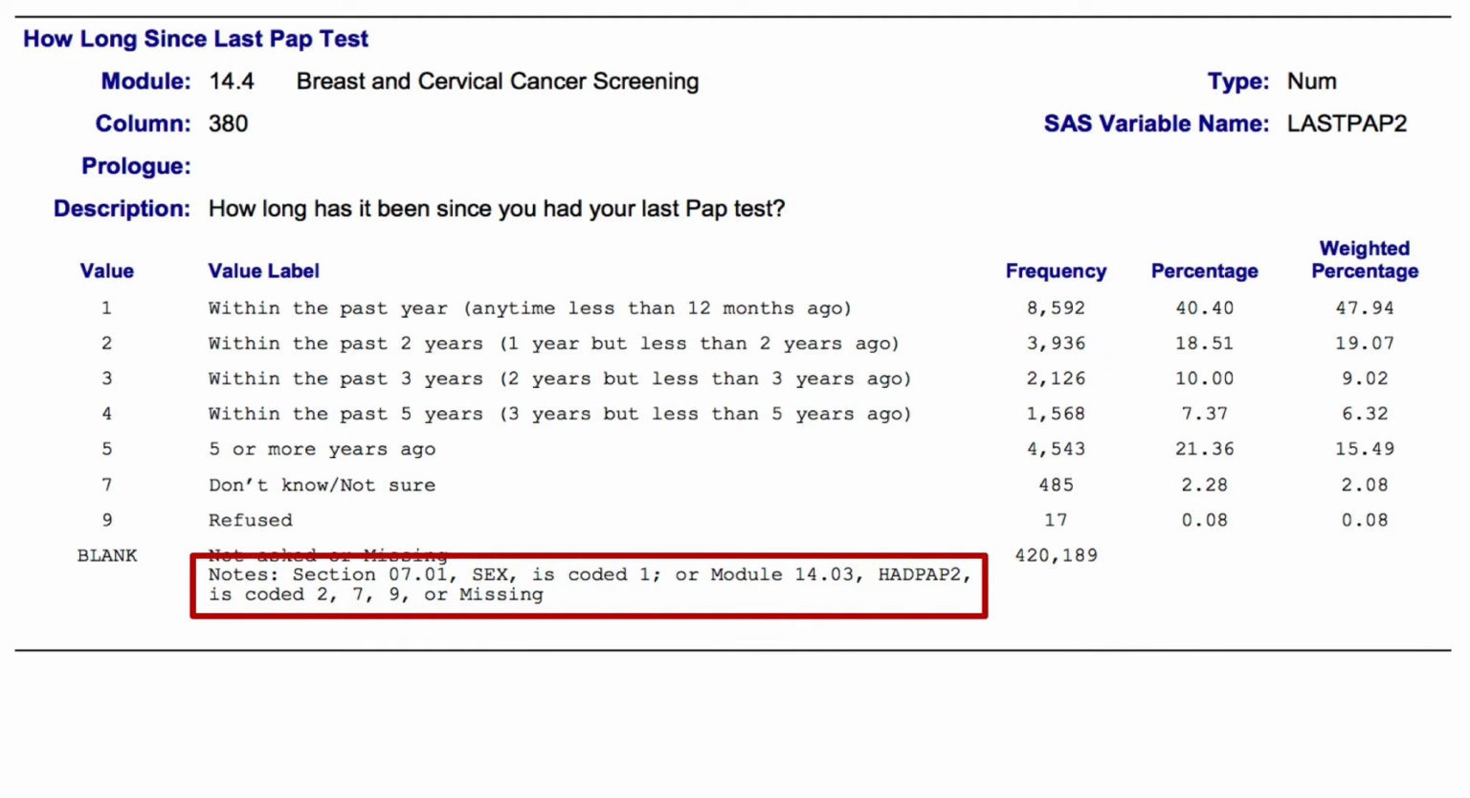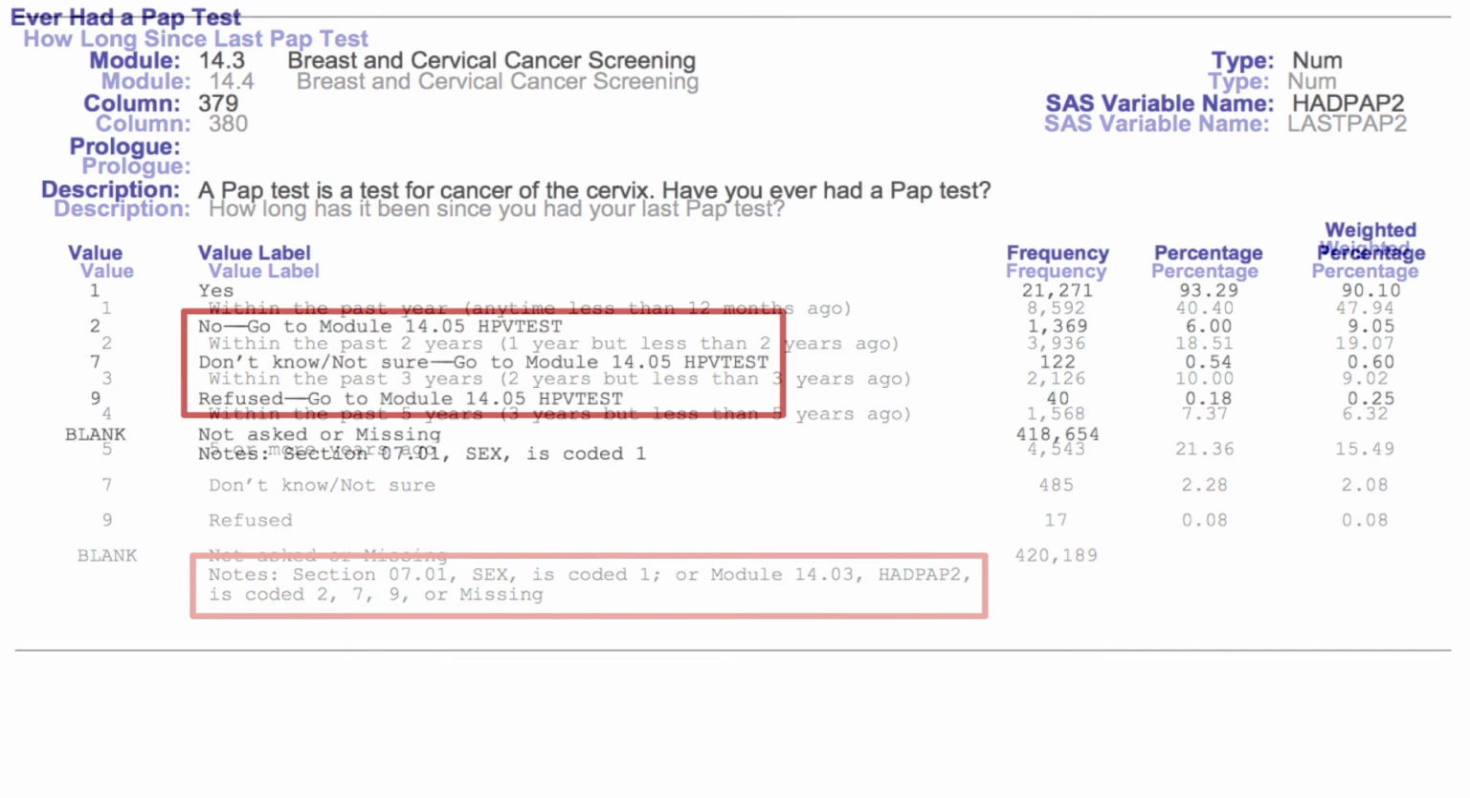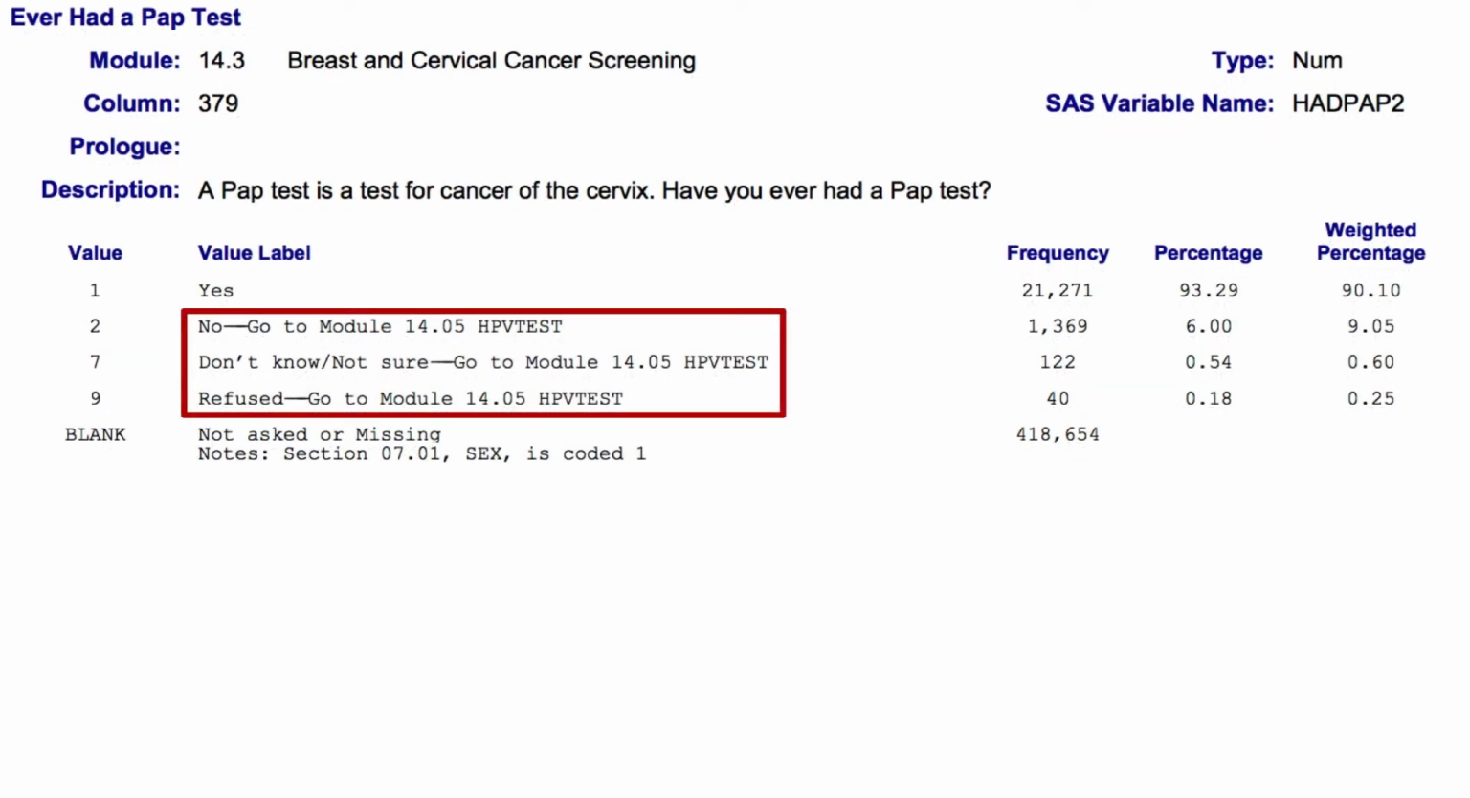This should immediately be setting off your skip pattern radar. Let's quickly take a look at HADPAP2. Although it may not be immediately obvious because you can't see the entire codebook here, if the participant says no, don't know, not sure, or refuses to answer this question, the instructions tell the person administering the survey to skip the rest of the questions in this module, which includes the question about last PAP, and go directly to module 14.05. So it may not always be formatted this way, but every good codebook should alert you to any skip patterns that were used in the survey.